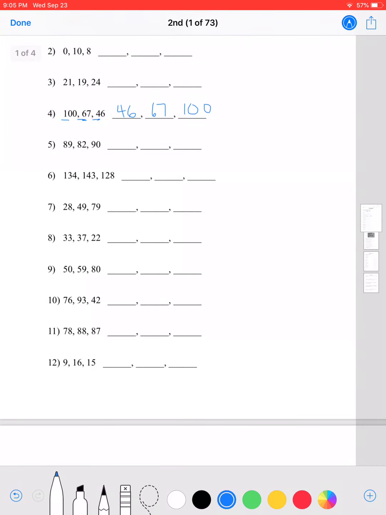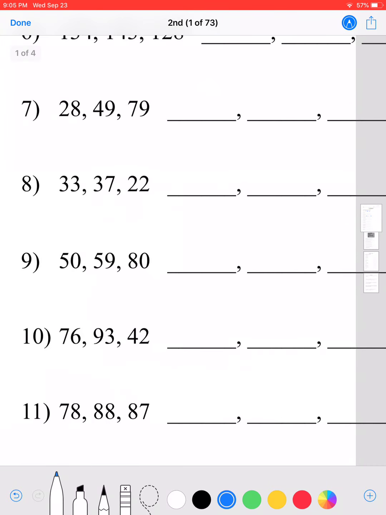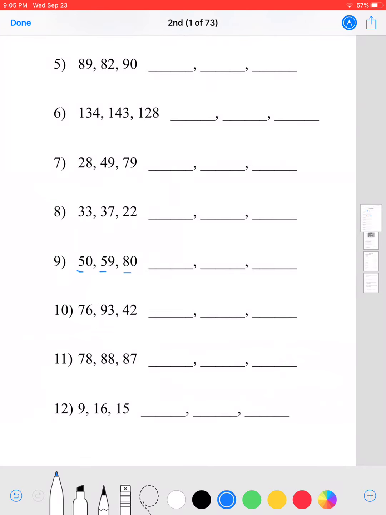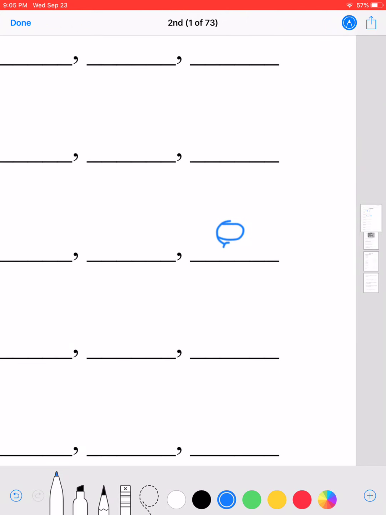Okay, we'll do one more example here. Number 9, we have the numbers 50, 59, and 80. So if you look at these numbers right here, we have a 5, 5, and 8. Obviously, the only different one is 8, and 8 is bigger than 5, so we're going to put the 80 right here, because it's the biggest number out of the 3.